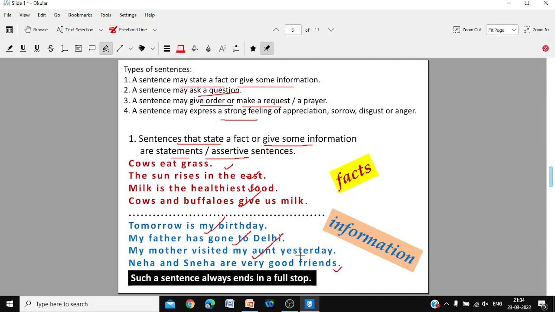And such a sentence, that is statements or assertive sentences, always ends in a full stop. So put a full stop at the end and start, of course, with capital letters, but end the sentence with a full stop if it is an assertive sentence.